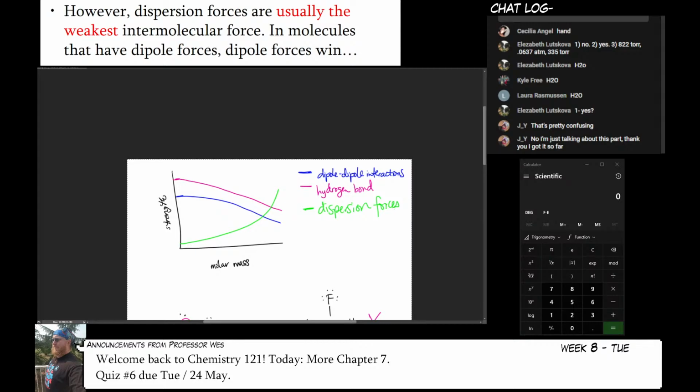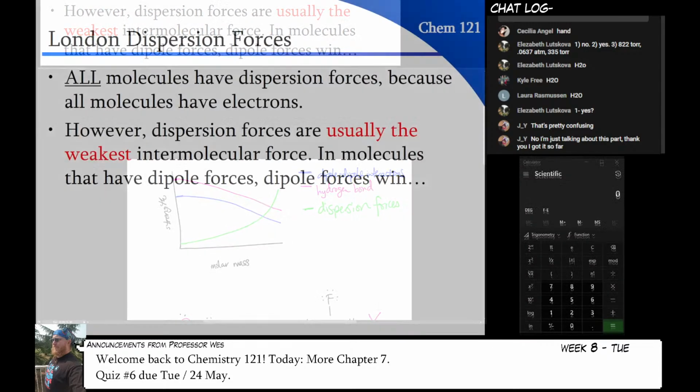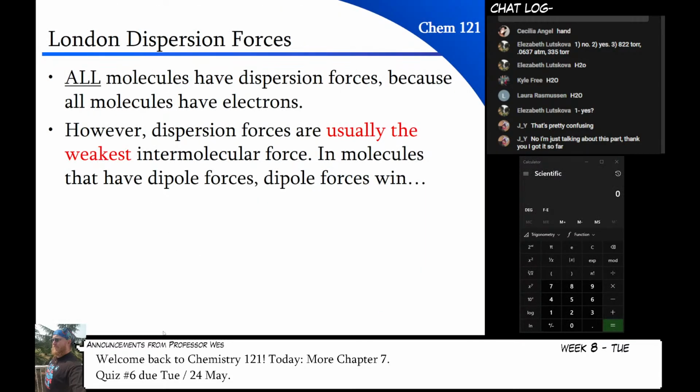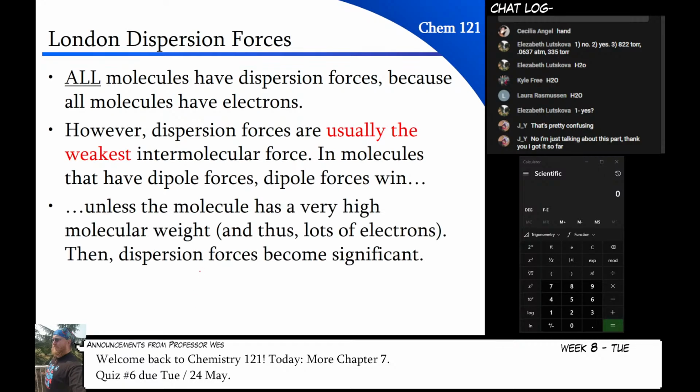Now, we're not going to be looking in this gray area in the middle here, where it's like, oh, which one is more significant? When I give you a question on an exam or a quiz, it's going to say, this molecule is small. What's the most powerful intermolecular force? Well, small molecule, don't pick dispersion. If I say large molecule, then you do pick dispersion. Dispersion is significant when you have larger molecules, and if you have a molecule that is extremely large, it can become dominant.